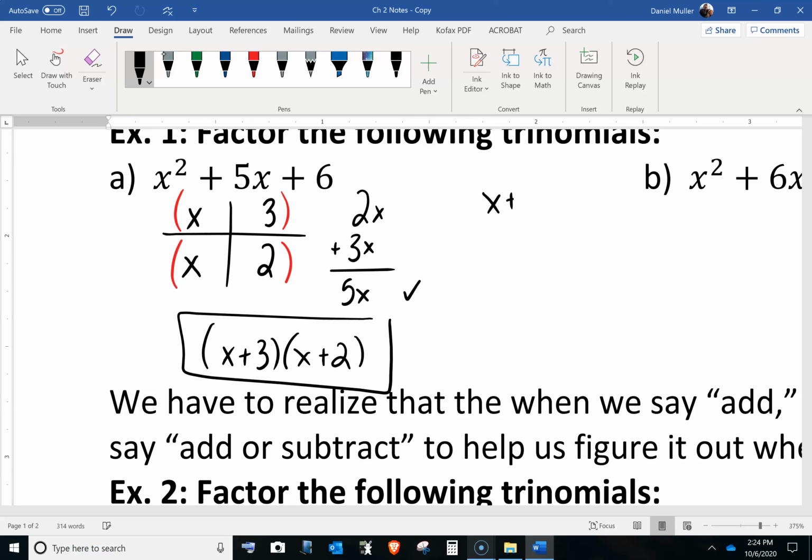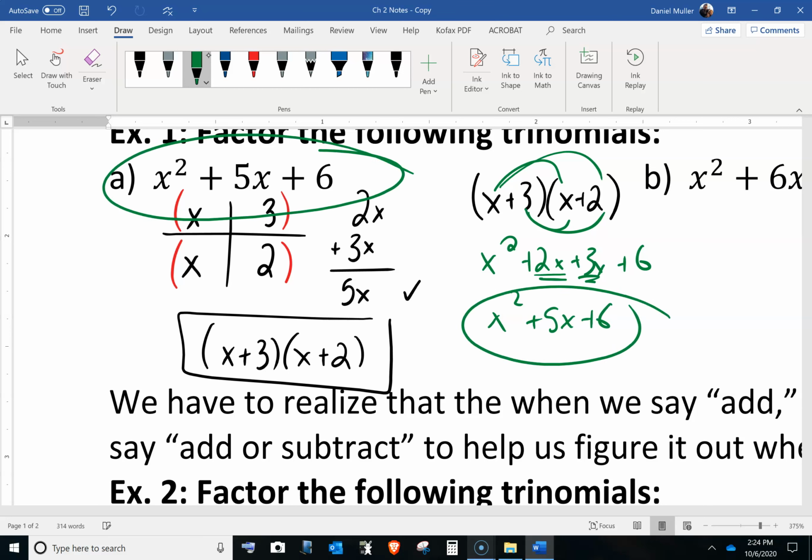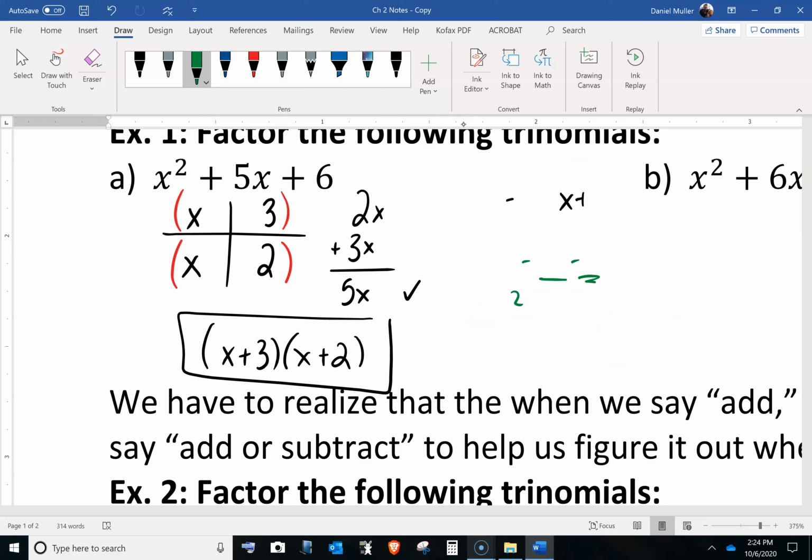But just to ease some doubting minds, let's say I multiply this out: x times x is x squared, x times 2 is 2x, 3 times x is 3x, and then 3 times 2 is 6. Now you can add like terms, 2x and 3x is 5x, and then there's a plus 6. This is my original equation. So if you multiplied your factored form, you would get your original equation as a way to verify. But that's not what we're asked to do. We're not asked to verify. It just says to factor.